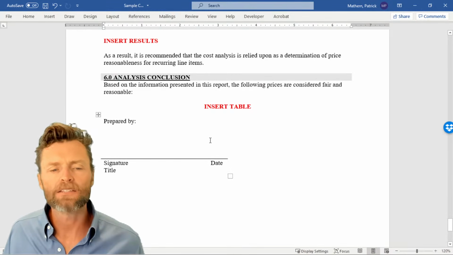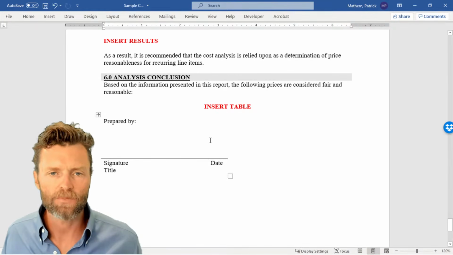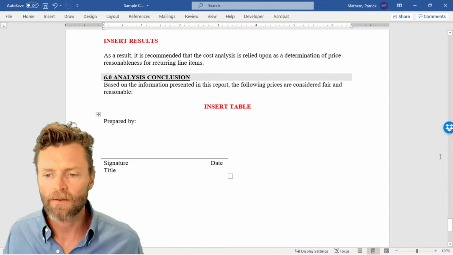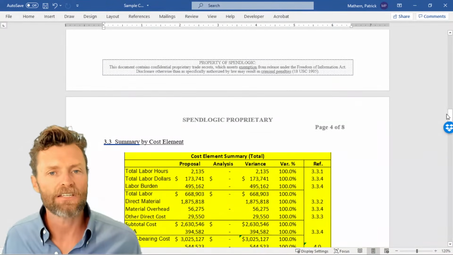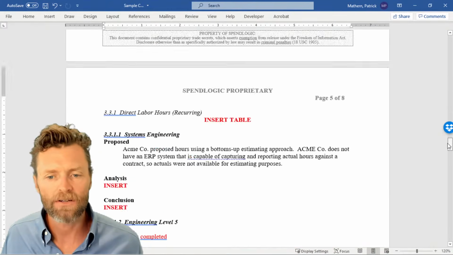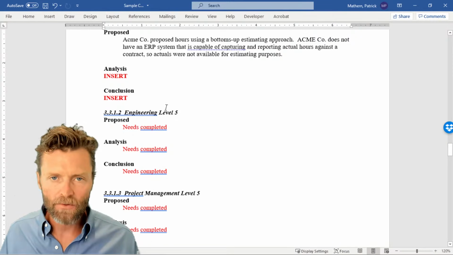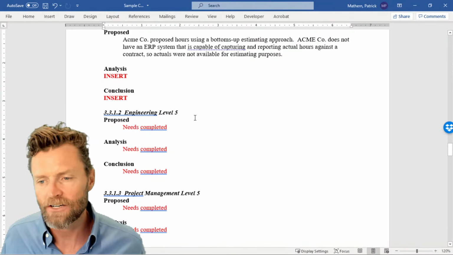And then last but not least, we've got our conclusion, and I'll insert a table that talks about, okay, here's my analysis position. This is what should be used for negotiations and fair and reasonable. In a very large nutshell, that's the cost analysis report. And just always keep in the back of your mind that as you get deeper into the report, it should always tie up to higher level sections in that report.